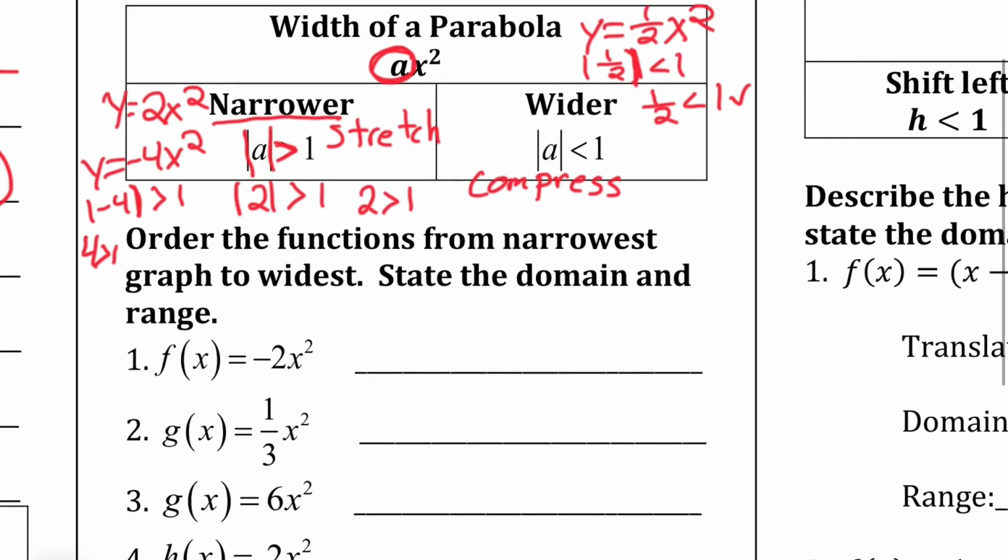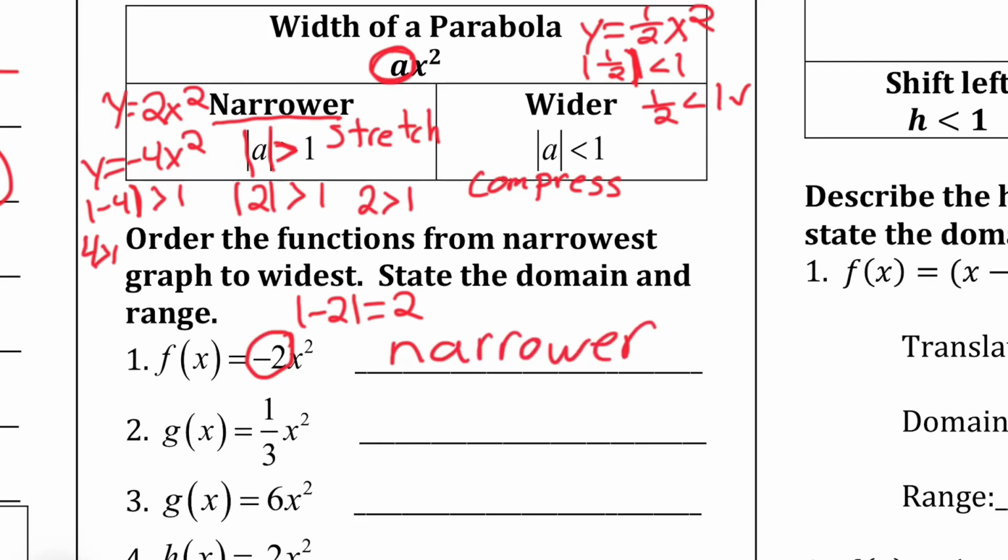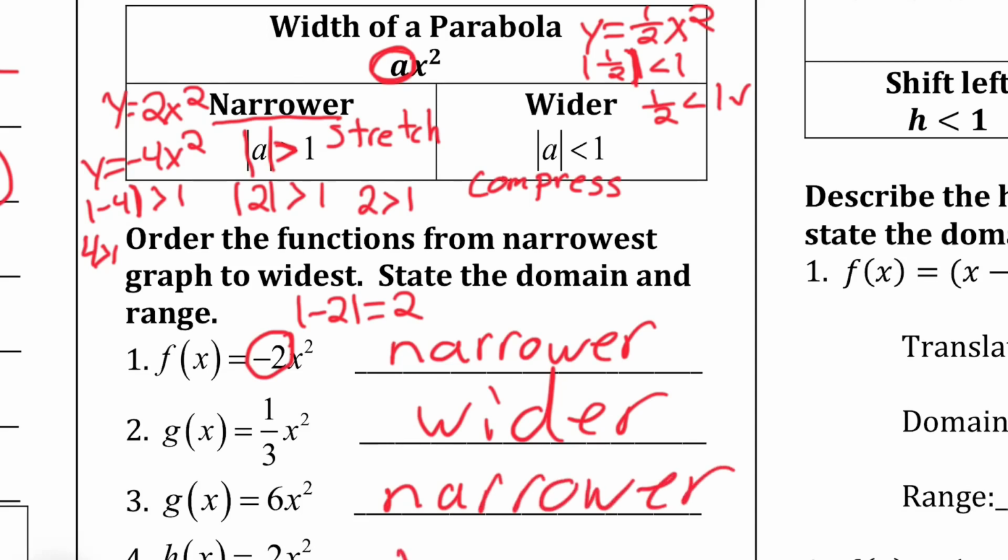So let's go through these examples. If we had y equals, or f of x equals, negative 2x squared, or negative 2, absolute value bars of negative 2 is just 2. Is 2 greater than or less than 1? It's greater than, so it's going to get narrower. 1/3 is less than 1, so it's going to get wider. So this one's greater, narrower, and 0.2 is wider because it's smaller than 1.